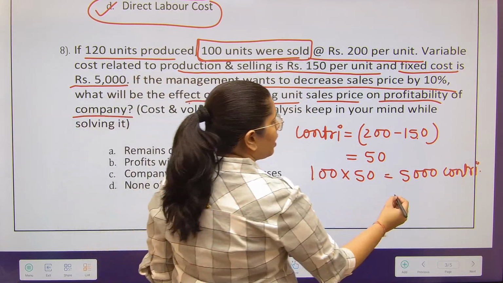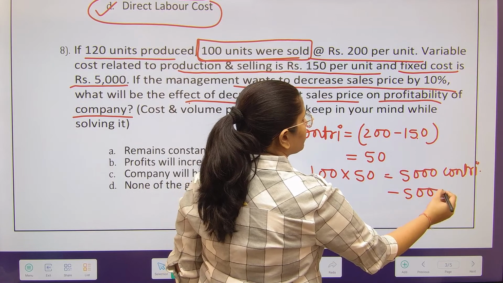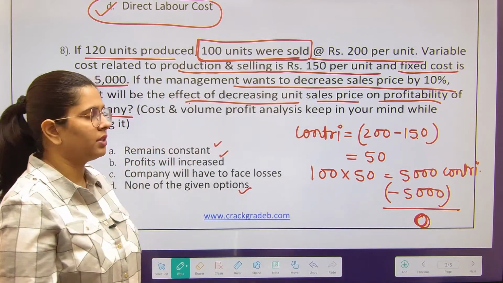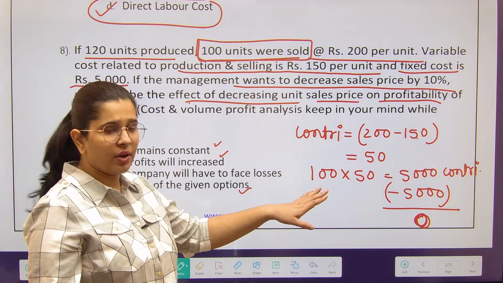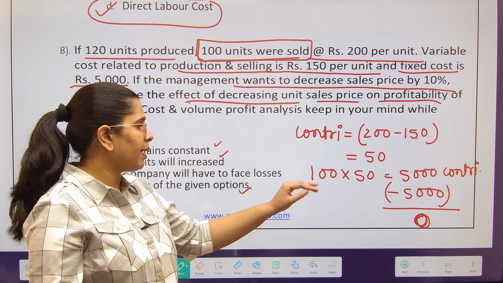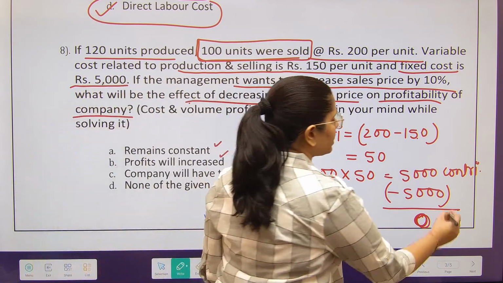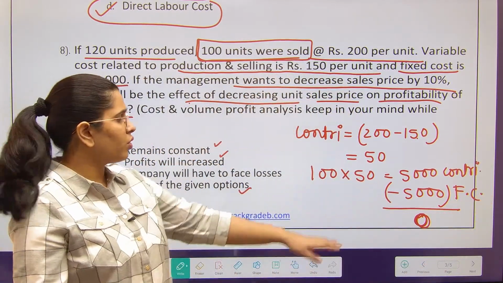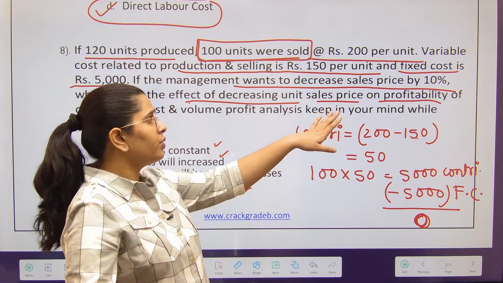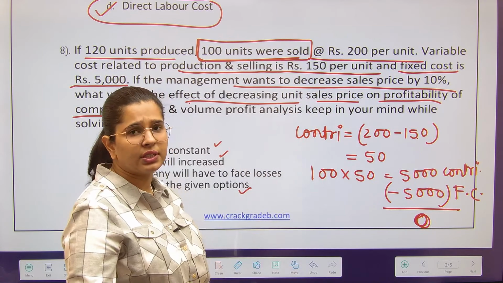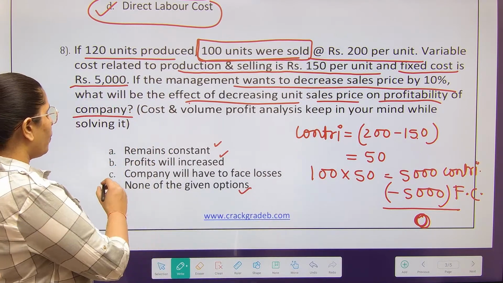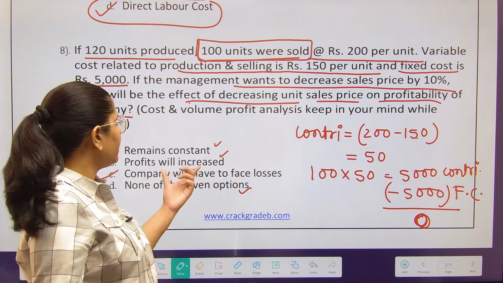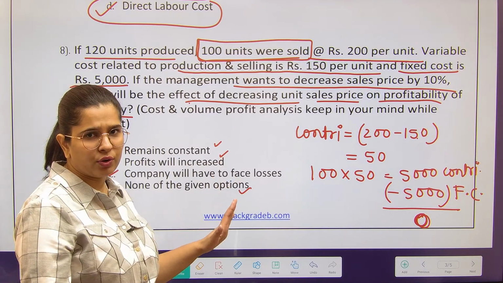Right? Your fixed cost is what? 5000 is your fixed cost. So you are already operating at break-even point. You are selling only that much which is able to cover your fixed cost. This is my fixed cost. So this is coming 0. Now if I am going to reduce my sales price even further, then what will happen? Company will have to face losses.